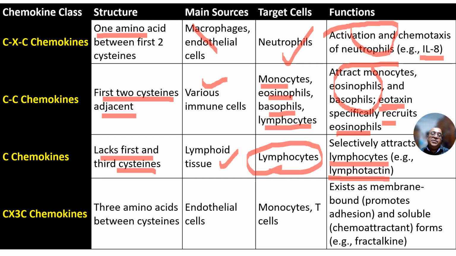When there are three amino acids between the cysteines, the source of the CX3C chemokine is endothelial cells, they attract monocytes and T cells, and these chemokines, for example fractalkine, exist as membrane-bound and soluble forms. Membrane-bound form promotes adhesion, and the soluble form promotes chemoattraction.